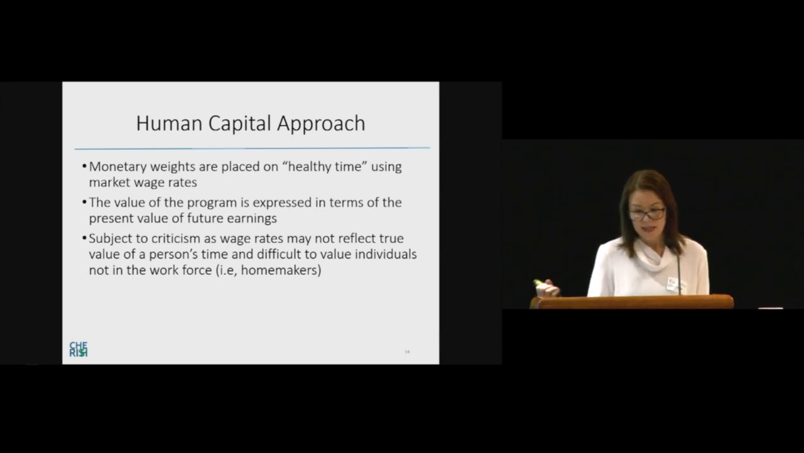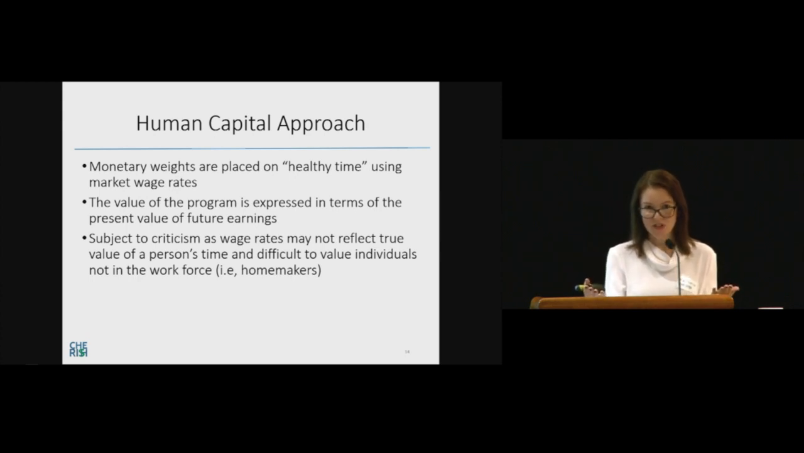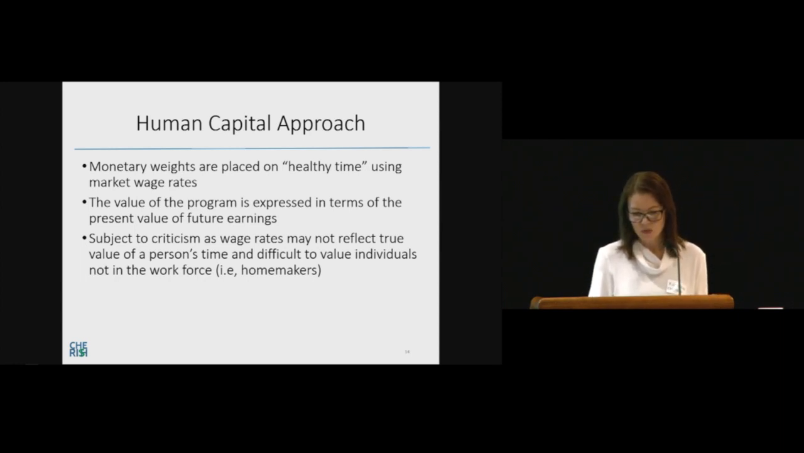So I say there's a problem. I should ask, does anyone have a problem with that? We haven't talked about it, but wages are very accessible, so we love to use them for monetizing things. But there are obviously some issues with whether that accurately reflects someone's time. What about racial differences in earnings, and what about people that are not in the workforce? Is their time worth zero? Clearly not.